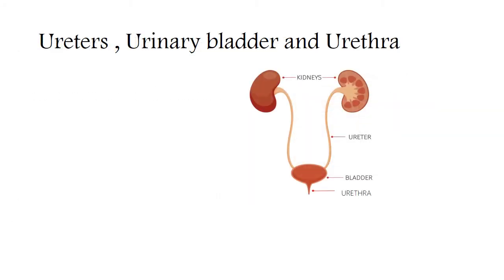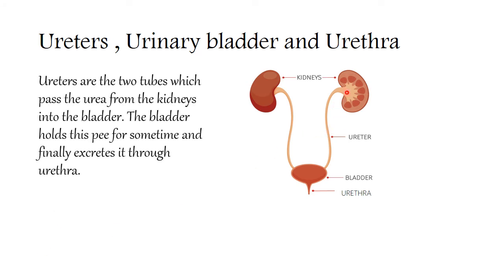Now, urea from all collecting ducts collect into the renal pelvis. From there it enters ureters. From ureters it enters bladder. Here urine stops for some time until it is excreted from the body through urethra. And after some time it is excreted through urethra. This is how excretory system works.